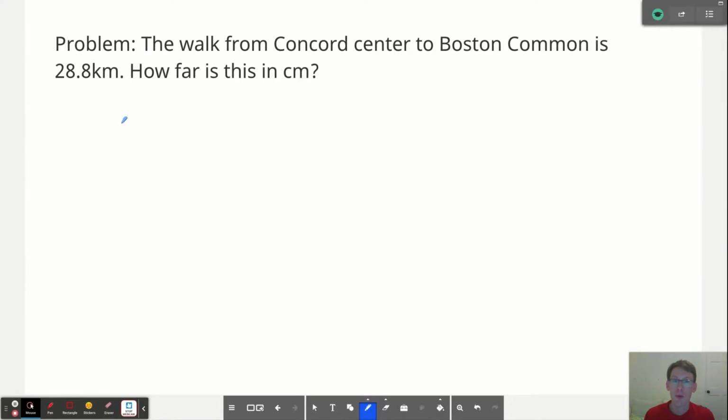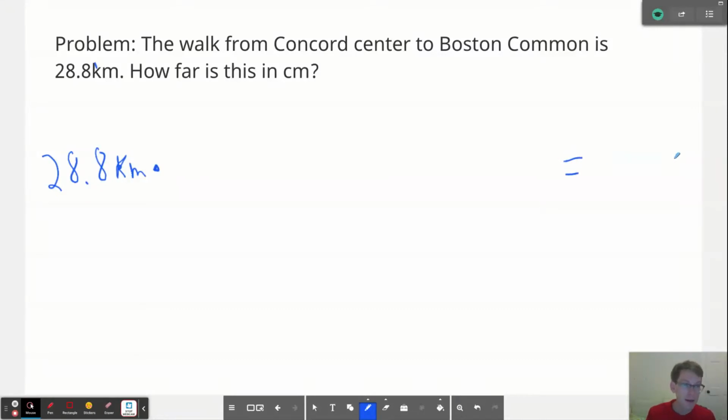So here's a problem. If you want to walk from Concord Center to Boston Common, you're going to have to go 28.8 kilometers. If you wanted to convert this to centimeters, you'd be getting quite a bit more centimeters than kilometers. Here's how you do the conversion. We have 28.8 kilometers, and we're going to have to multiply this by some conversion factor that gets us to centimeters.